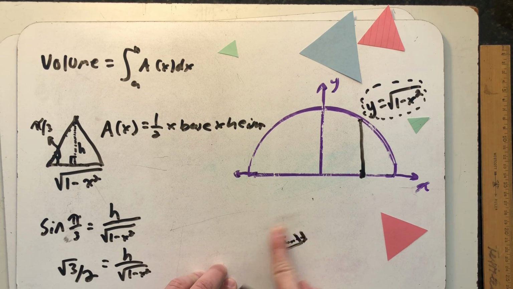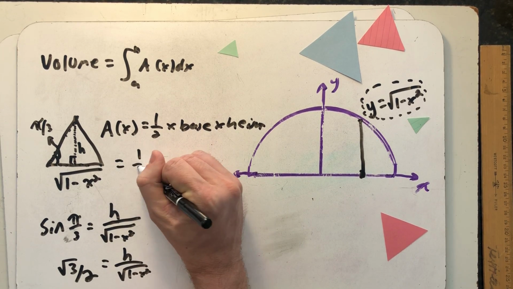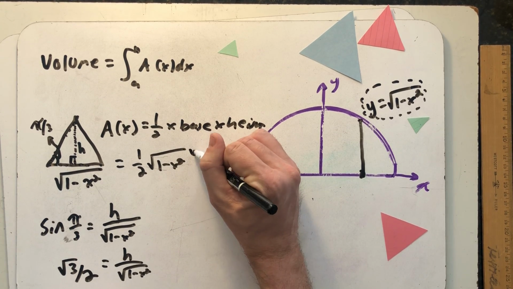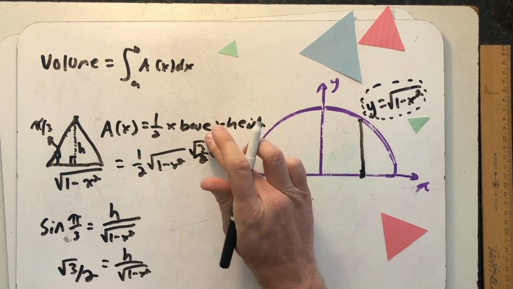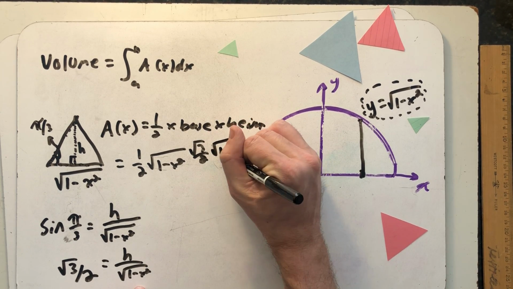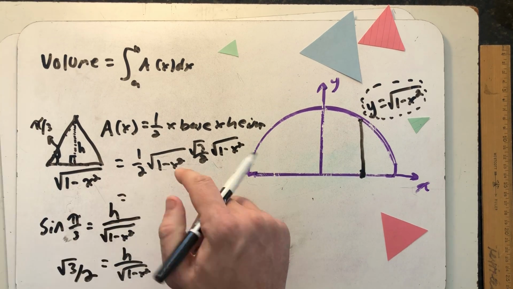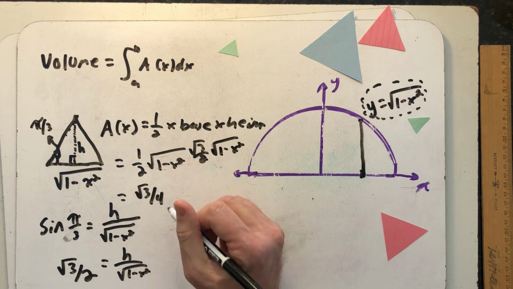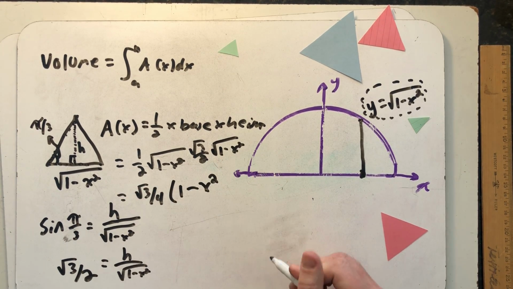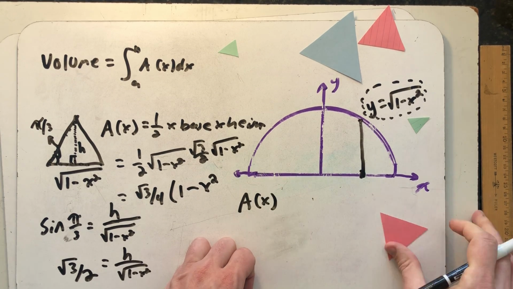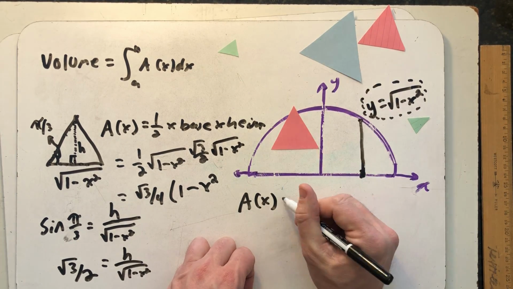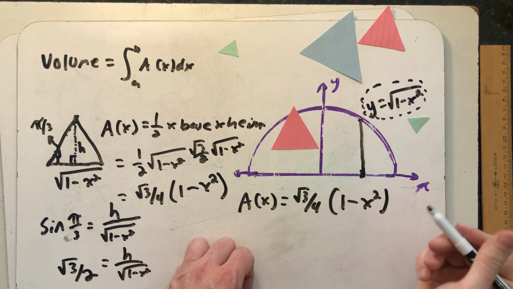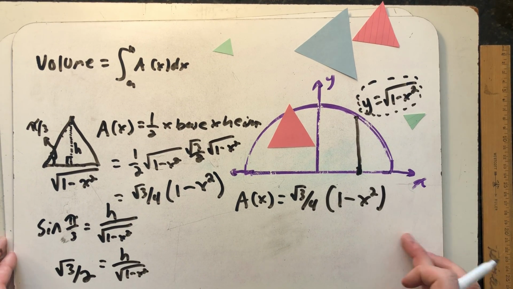Let's see. 1/2 times the base times the height. Well, the height would be root 3 over 2 times the bottom here, so the square root of 1 minus x squared. 1/2 times root 3 over 2 would be root 3 over 4. Root 1 minus x squared times the square root of 1 minus x squared is just 1 minus x squared. And we found our area function. The area of any one of these little equilateral triangles is the square root of 3 over 4 times 1 minus x squared. That's our area function that we need to integrate.